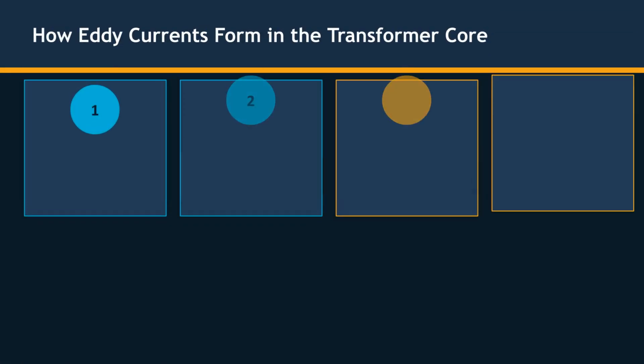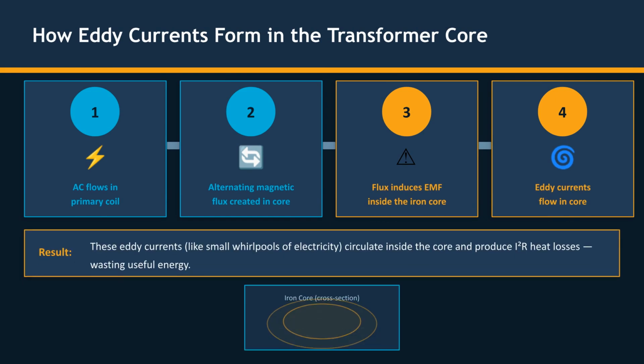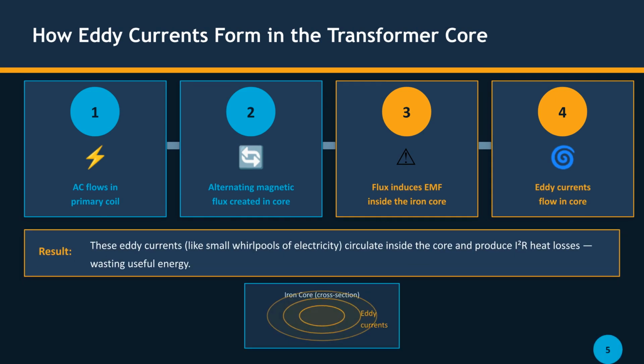The process begins when AC flows in the primary coil, creating an alternating magnetic flux in the core. This flux induces an electromotive force, or EMF, inside the iron core. This EMF drives the eddy currents, which circulate and produce heat losses, wasting useful energy.